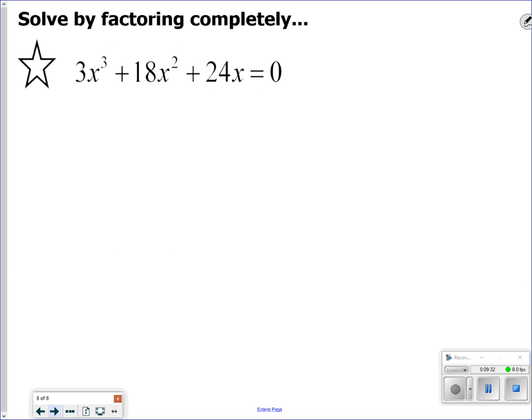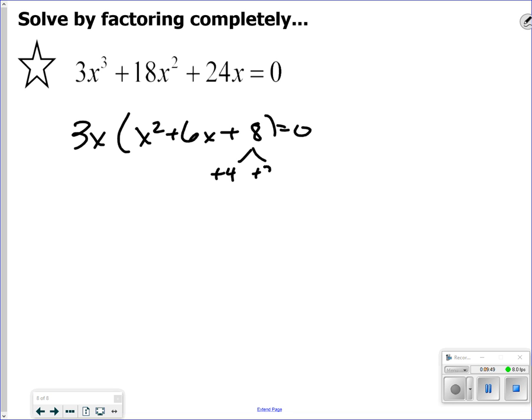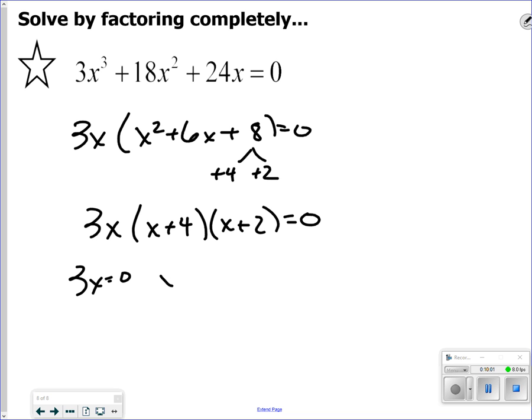Last one, make sure you hit pause and try it on your own. All right, so there's a GCF of 3x. Factors of 8 that would get you 6. Once I have it in factored form, once I have completely factored it, set the factors equal to 0 and solve.